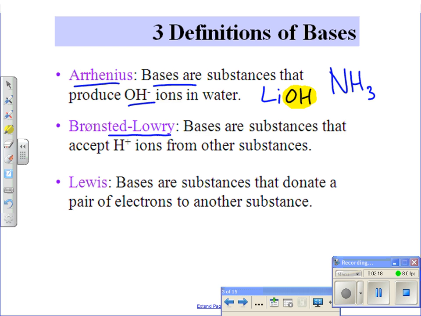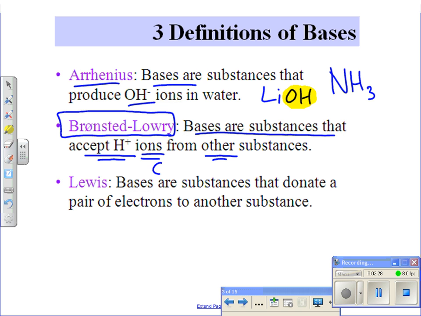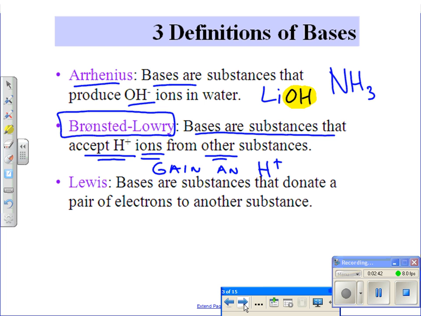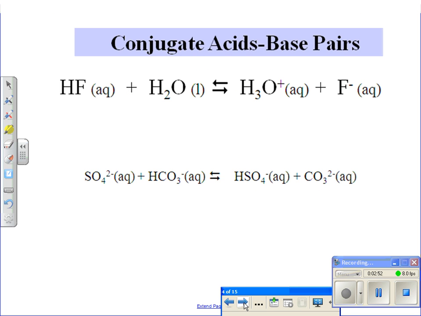So Bronsted-Lowry's definition is better for us because it says bases are substances that accept H+ ions from other substances. So basically what that means is they gain an H. That's what you really want to focus on. Remember I showed you acids earlier: we said acids lose an H according to Bronsted-Lowry, and now we're saying that bases gain an H according to Bronsted-Lowry. Lewis' definition of a base is something that basically donates electrons, but I'm not really that concerned about it right now.